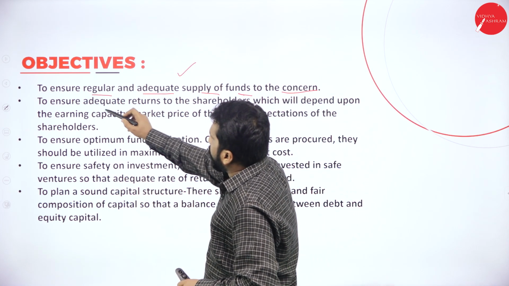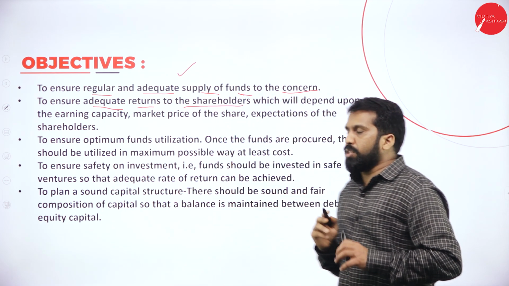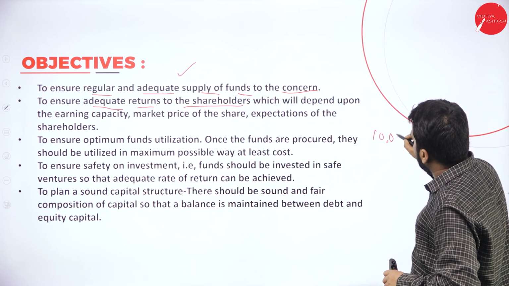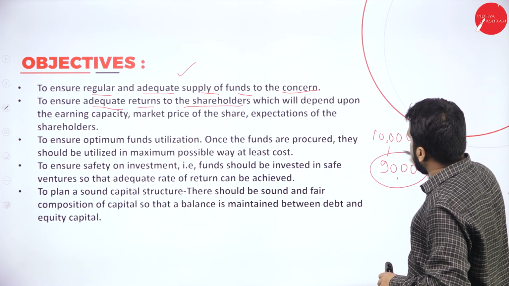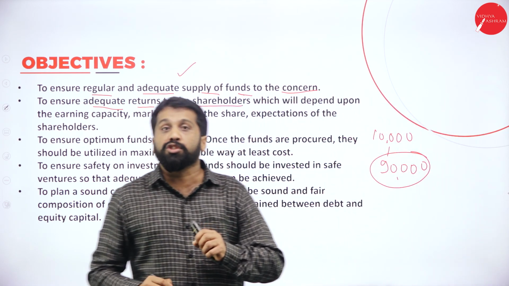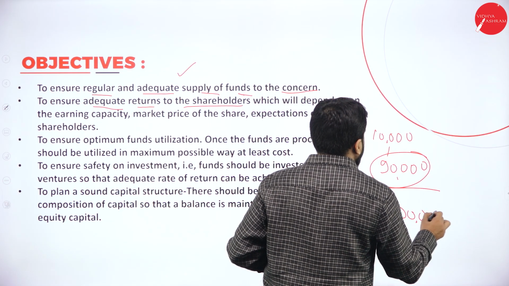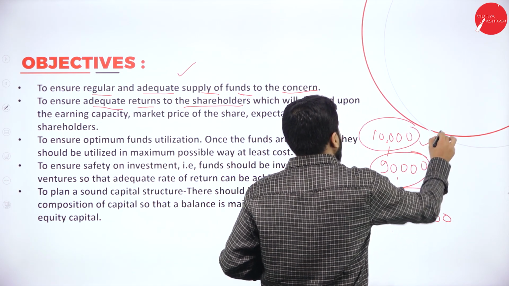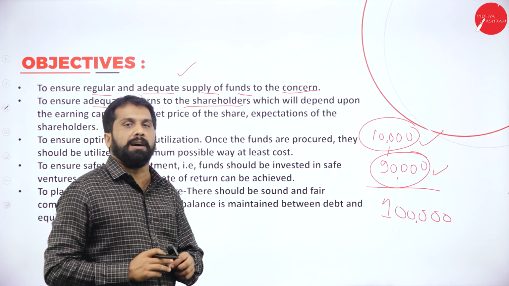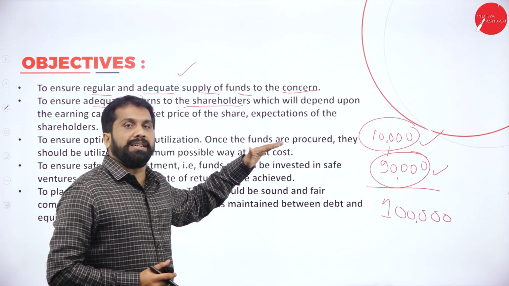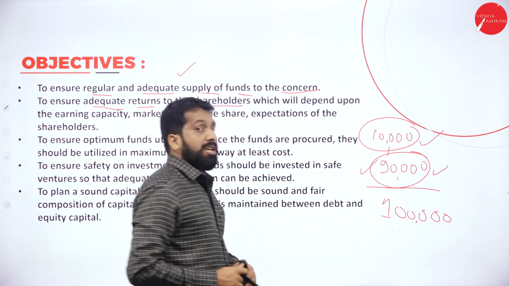Second, to ensure adequate returns to the shareholders. Like you have 10,000, the balance 90,000 you have taken from outsiders. Outsiders are nothing but shareholders. Now, what is your investment? Your investment is 1 lakh. 10,000 is your money. 90,000 you have collected from outsiders, shareholders. Now, whatever profit you will earn, from that profit you have to pay even to the shareholders.